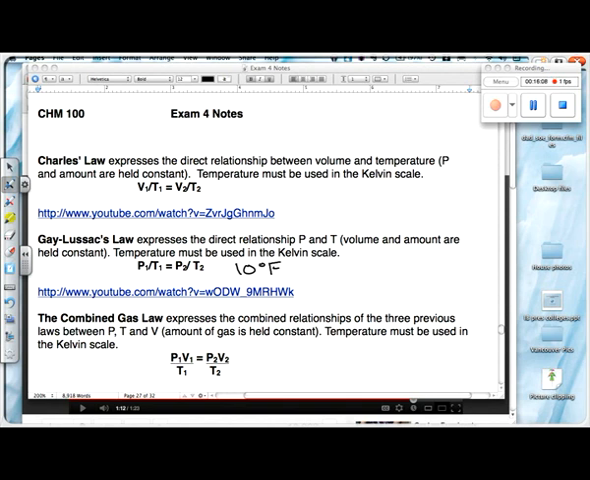Combined gas law takes Boyle's law, Charles' law, and Gay-Lussac's law and combines them together so that the only thing you're holding constant is amount. Okay? So, where are those laws? There's Boyle's law, here's Charles' law, and pressure and temperature here is Gay-Lussac's law. So it's just combining the three so you can change three variables at one time. Craziness.